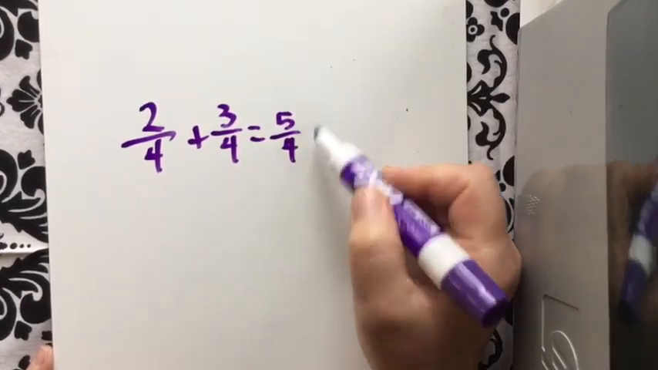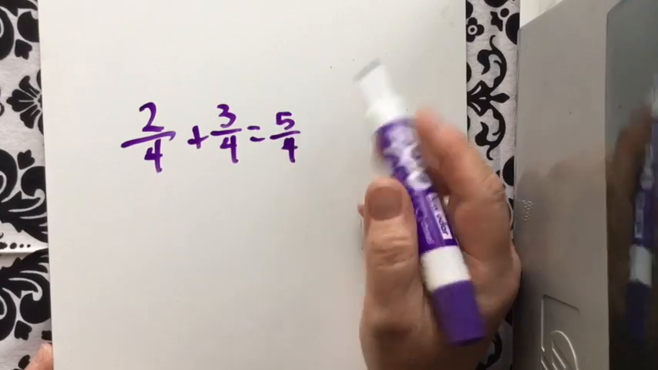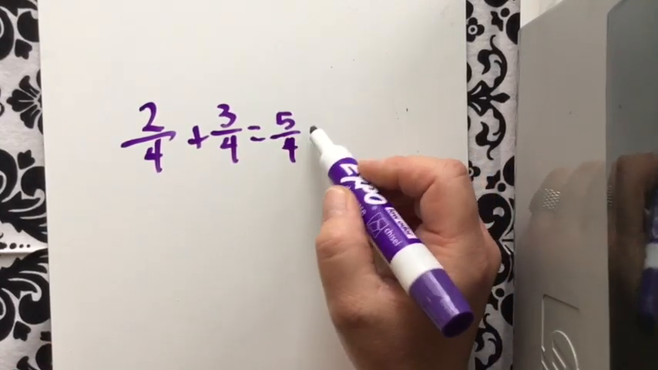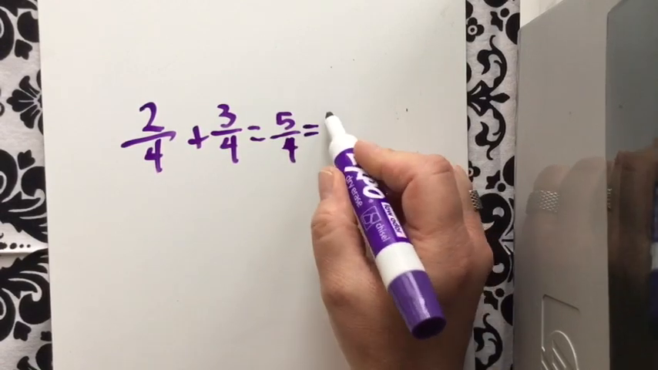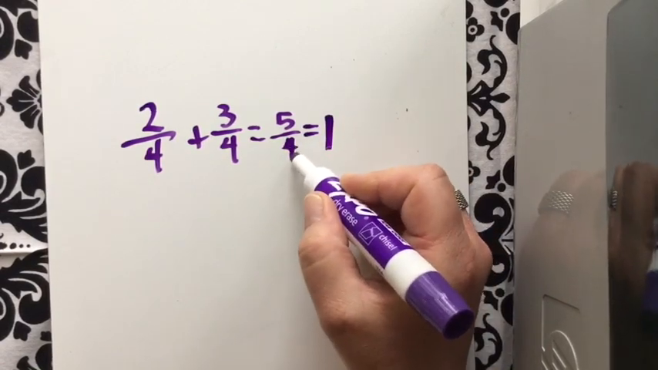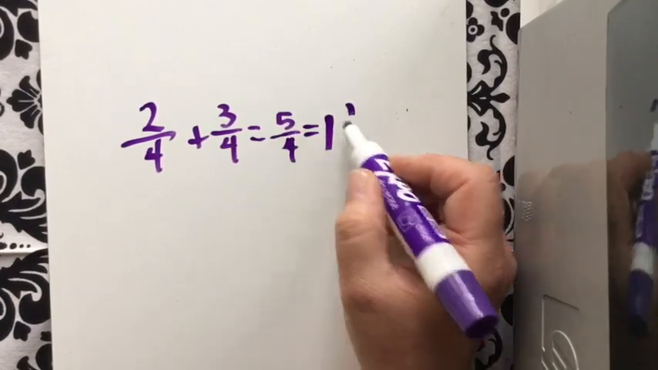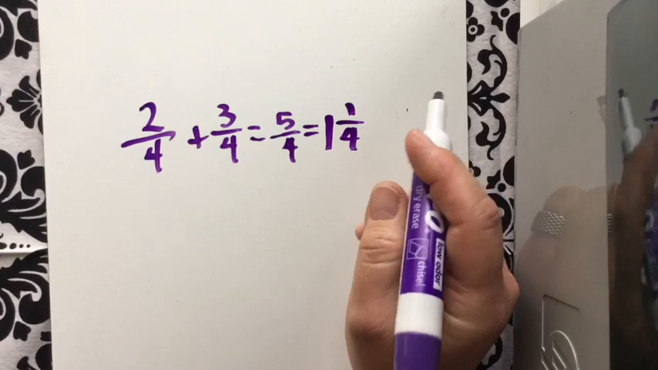As you can see, we have an improper fraction. The numerator is larger than the denominator. So we can make that a mixed number. We know that 4 goes into 5 once. There's at least one whole. The whole is 4 parts. And then we have 1 left over, so that's 1 1/4.